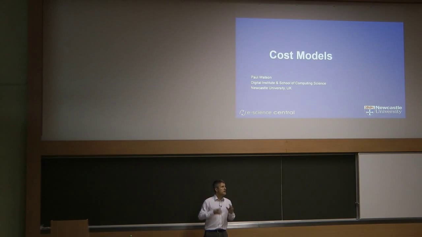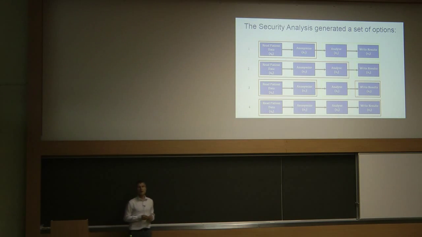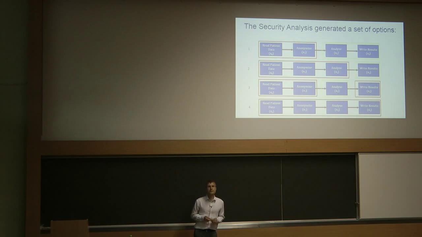If you remember, we had used a method to work out all the possible options for deploying an application on a set of clouds so as to meet security requirements for that application. This was the last slide that I showed. And so we have 4 possible options. There are 2 clouds, a green one and a red one, and we could deploy any of those 4 and still meet the requirements. So the question is, what do we do?